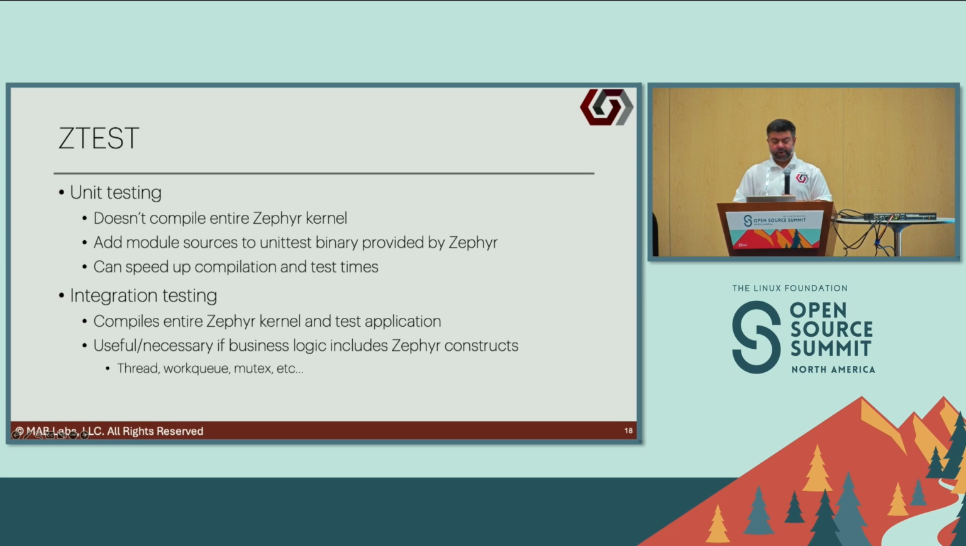There's two main ways to use Z-Test. One is unit testing. It doesn't compile the entire Zephyr kernel. You basically just add module source files to the unit test binary that's provided by Zephyr. You already have a precompiled binary for when you want to unit test something and you want to be able to incorporate, let's say, multiple threads into your business logic and test that. There are POSIX compliant APIs and implementations provided by Zephyr to be able to test these underlying things. Then there's integration testing, right?